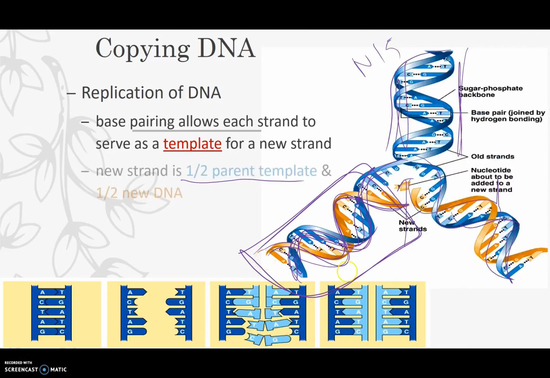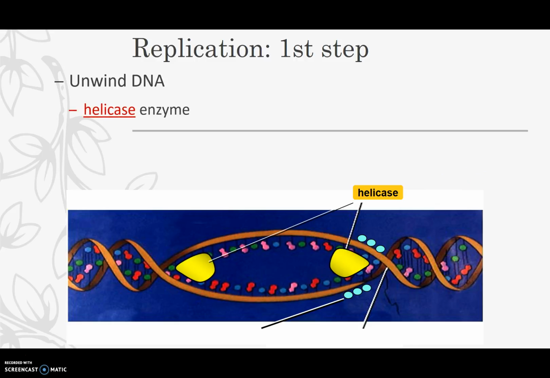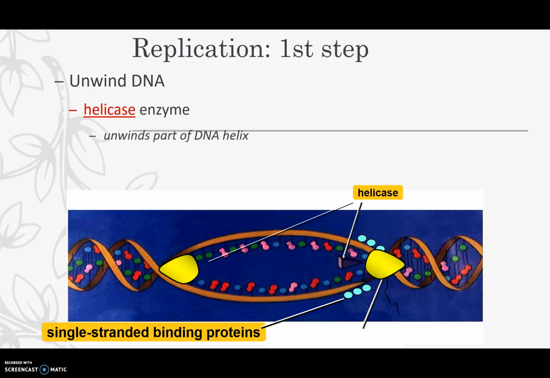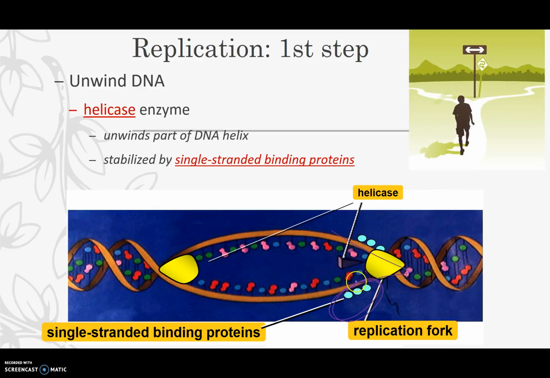Okay, so when I look at replication, the first step is we need to unwind the DNA. So here we have an enzyme called DNA helicase. DNA helicase moves and unzips and breaks those hydrogen bonds. And then we're going to use single-stranded binding proteins to hold open and stabilize what the helicase opened. And then here we have what's called the replication fork. So this is like a fork, and it's going to open this way, and it's going to keep on unwinding.